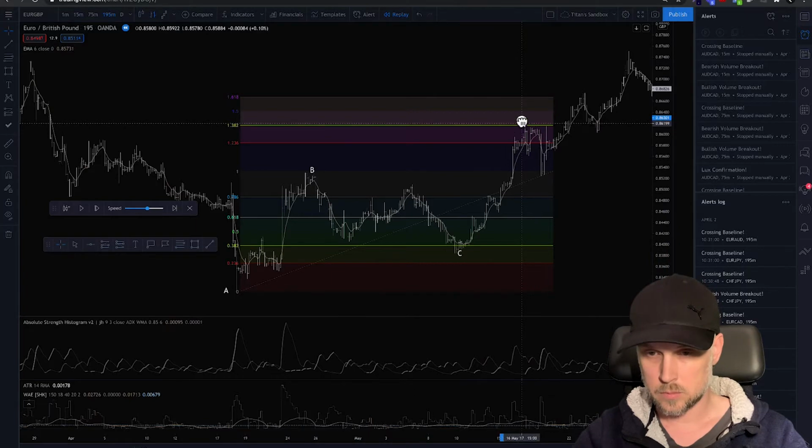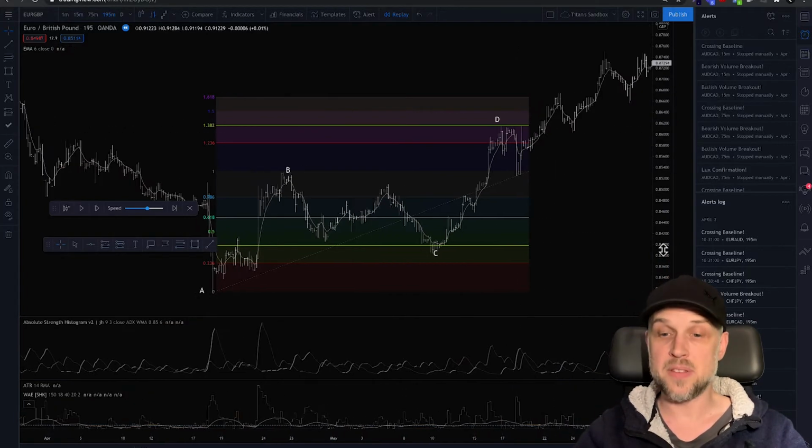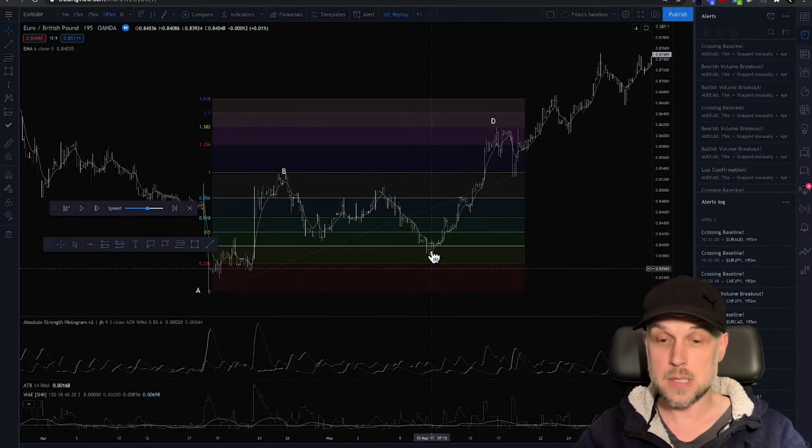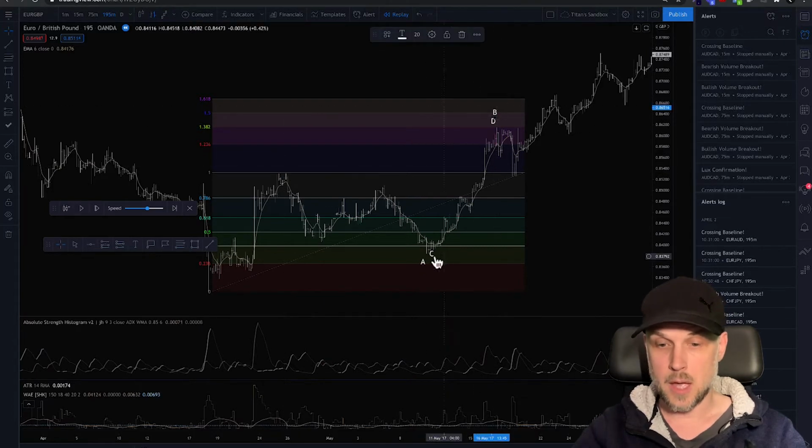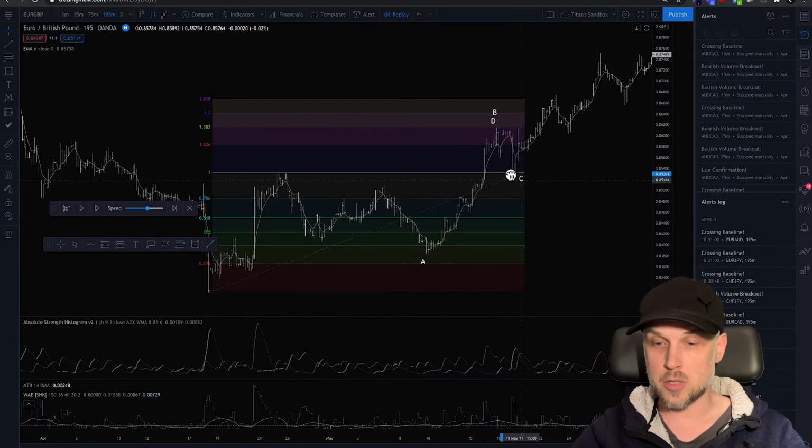There's our D. So now what happens is that C becomes the new A, because that's the new low that we're measuring, right? So then we move all these things over. D becomes the B. And then C, we're waiting for the retracement. Looks like it happens right here. And then we're looking for D.